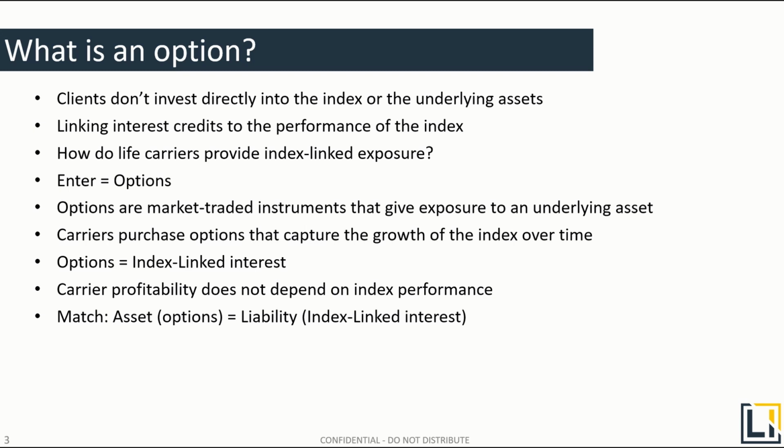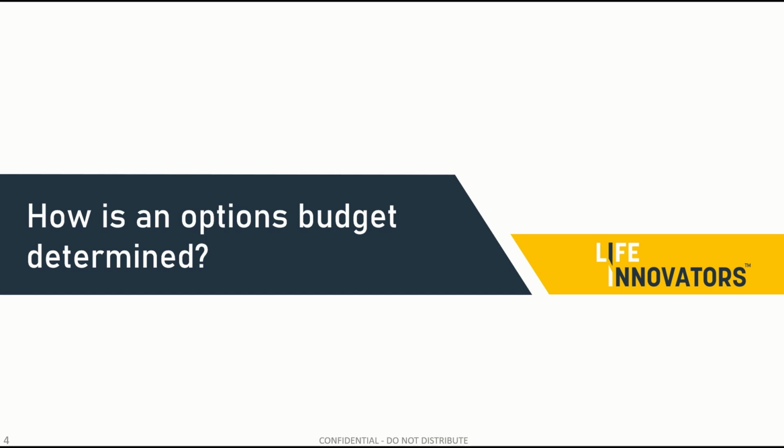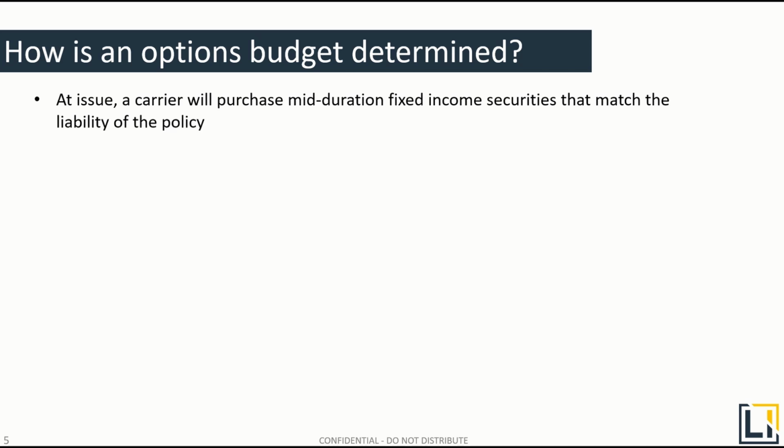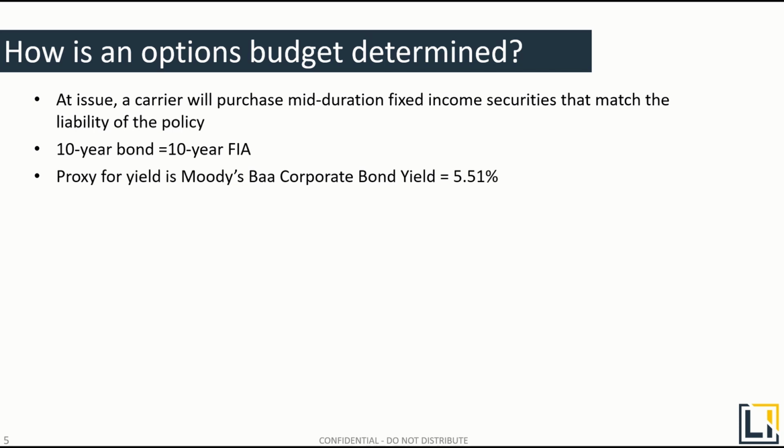But options have a cost, which leads us to our next topic, the options budget. So how is an options budget determined by a carrier? When an annuity policy is issued, a carrier will purchase assets, typically mid-duration fixed income securities or bonds, that match the expected liability of the policy. A 10-year bond would be purchased for a 10-year FIA, for example. One of the best proxies that you can use for what these types of securities or what carrier general accounts are yielding at any given time is Moody's BAA corporate bond yield. And the current yield is 5.51%.